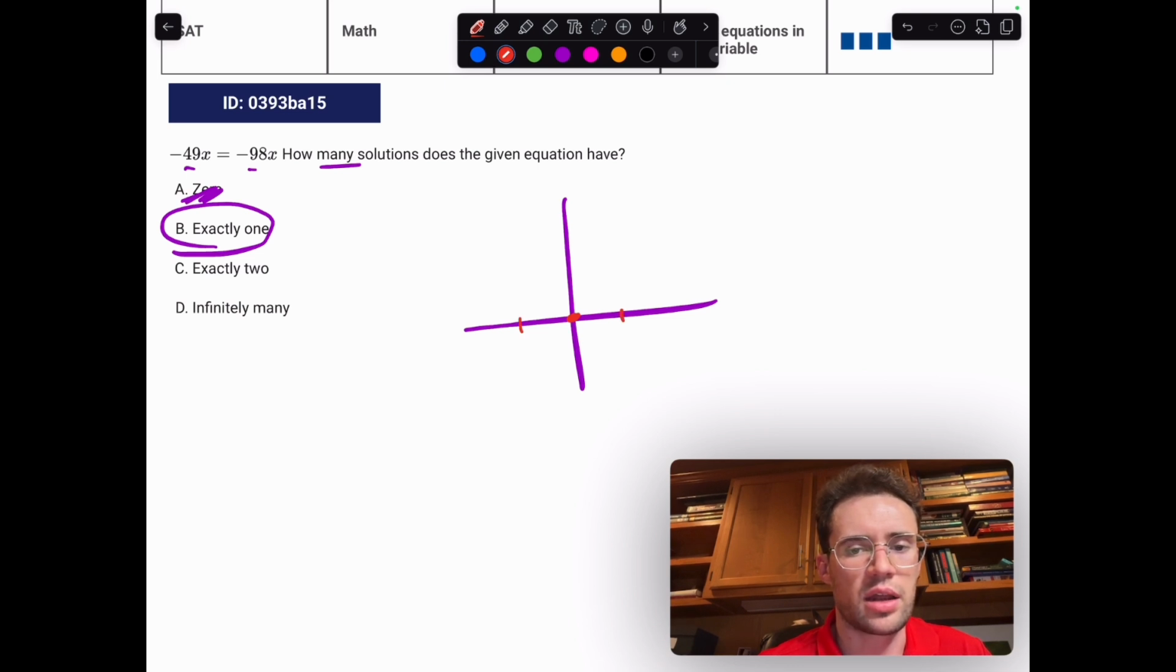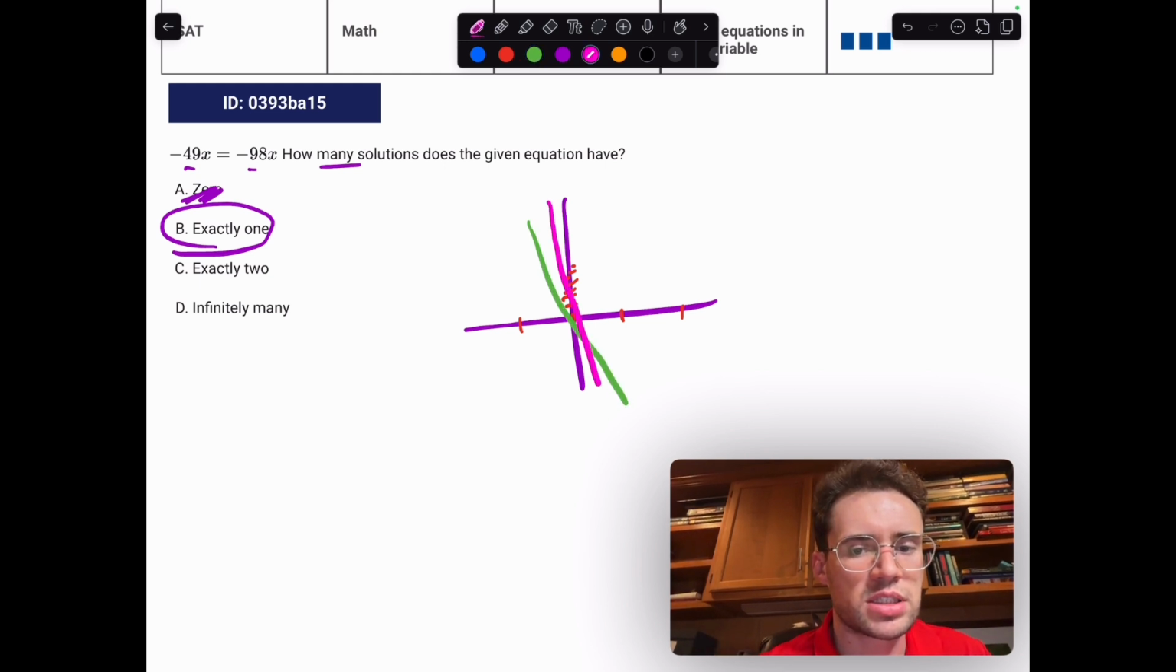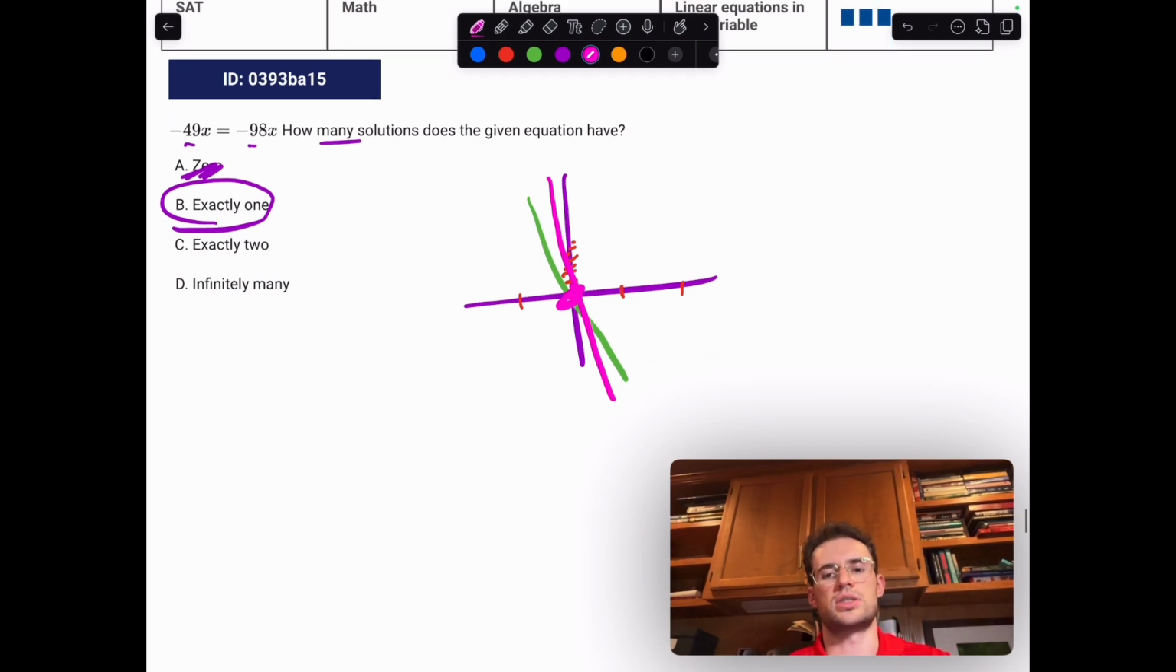It'd be like that, like that. But this one's twice as steep going downward. So they're both going down, and they're both crossing through the origin. So it'd be like that, and then this one's twice as steep like that. But they just cross at that one point at the origin, and they never cross again. That's exactly 1.